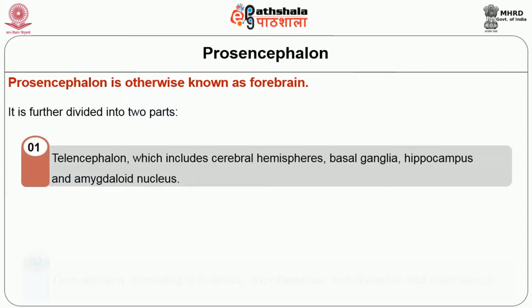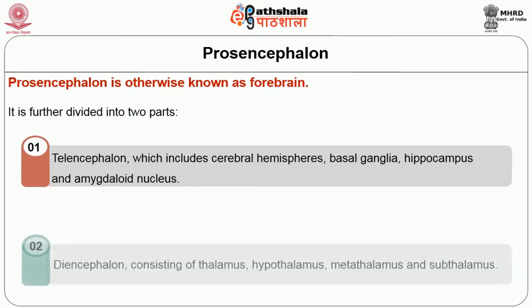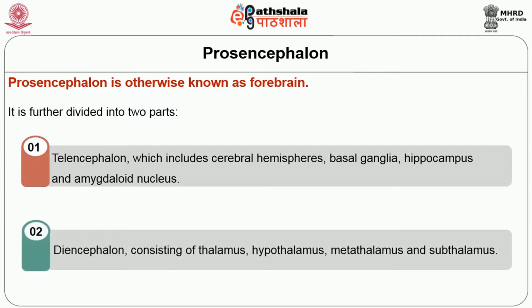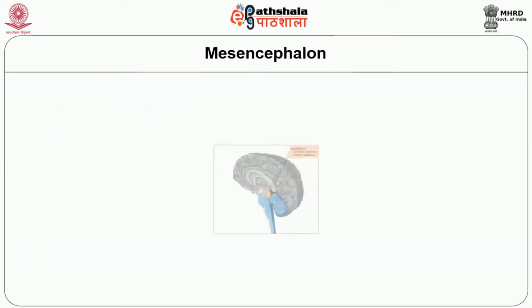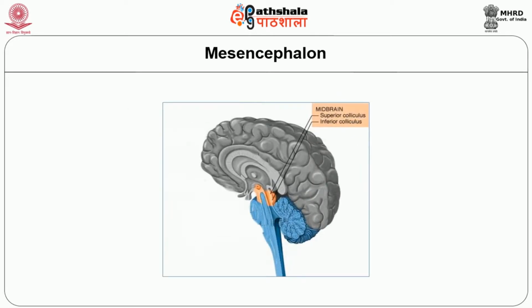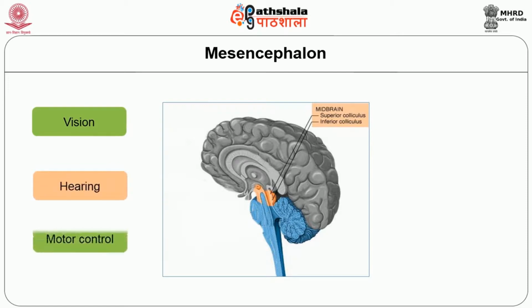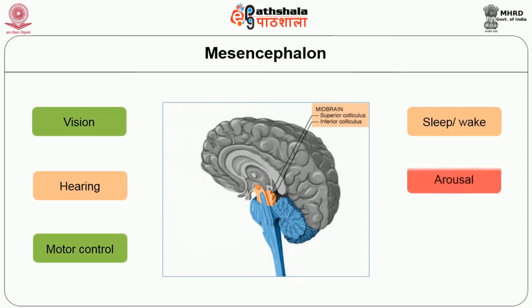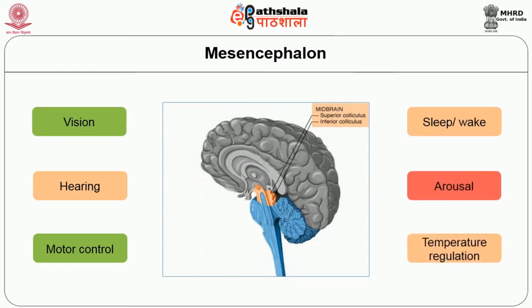Telencephalon includes cerebral hemispheres, basal ganglia, hippocampus, and amygdaloid nucleus. Diencephalon consists of thalamus, hypothalamus, metathalamus, and subthalamus. Mesencephalon is also known as midbrain. It is associated with vision, hearing, motor control, sleep or wake, arousal, and temperature regulation.